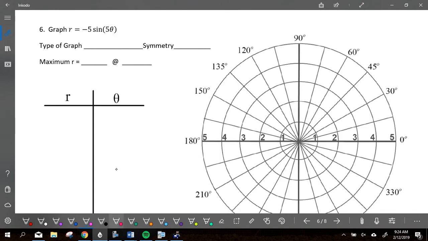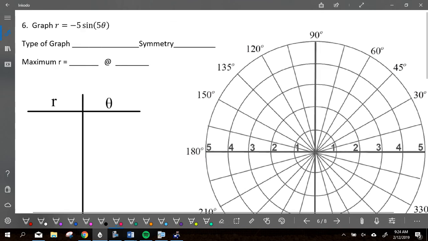Graph r equals -5 sine 5 theta. Show me fingers. How many rose petals? 5 petals.